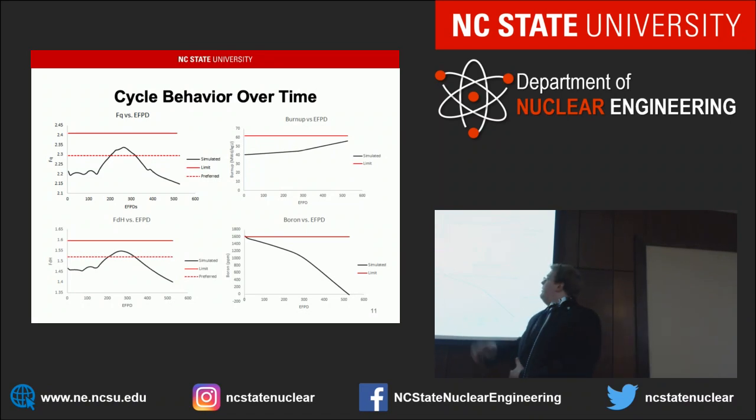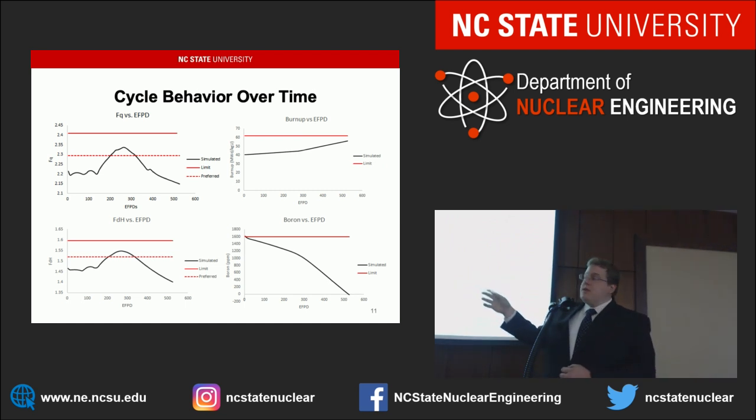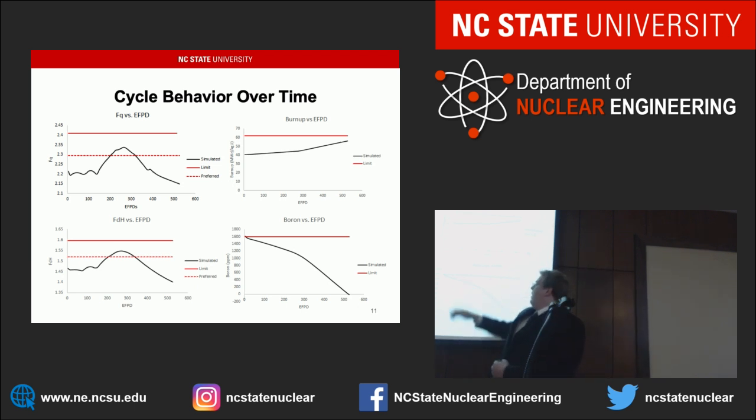So as you can see, all our limits, again, were met with the FQ and F delta H peaking near the middle of the cycle due to the burnup of our 8% GAD. There are a few other peaks near the beginning, which is due to the burnup of our 2, 4 and 6% GADs. And again, we were just barely over our boron concentration by 15, for about one effective full power day, and we met our burnup limit.